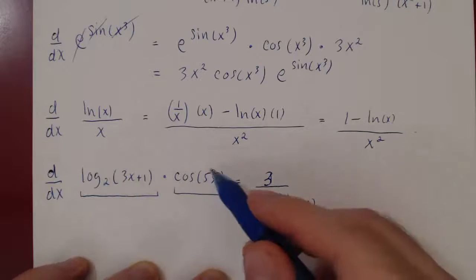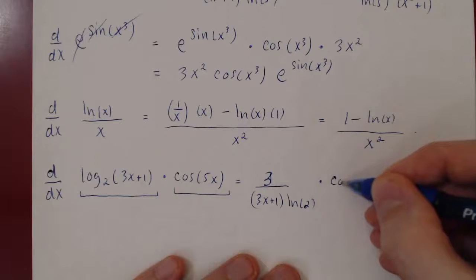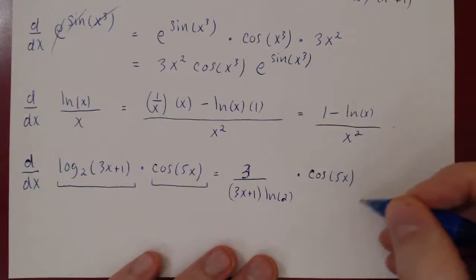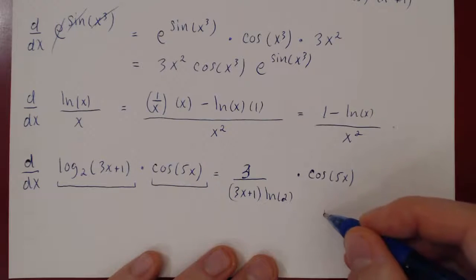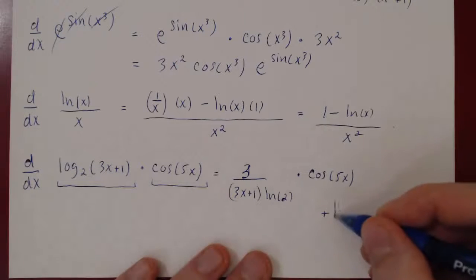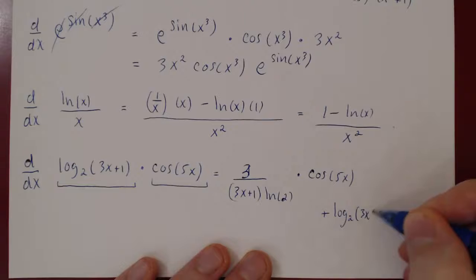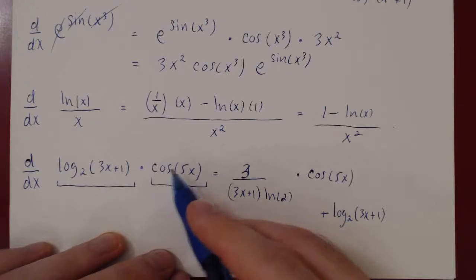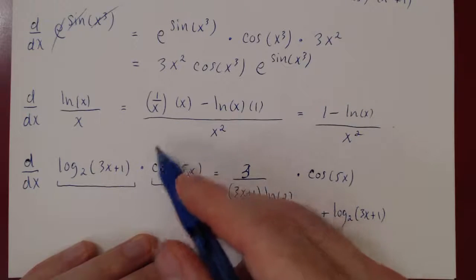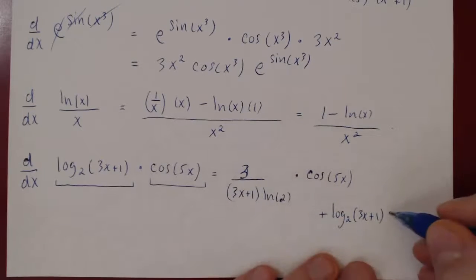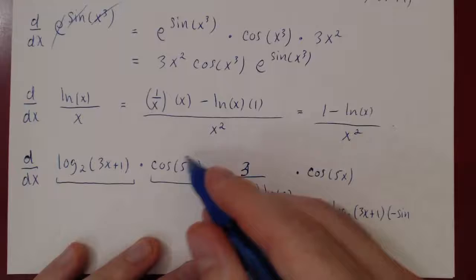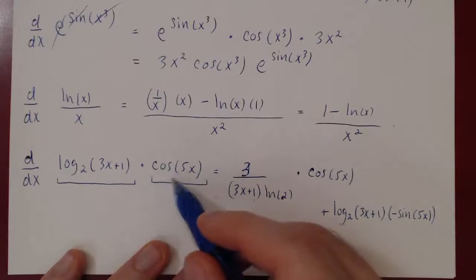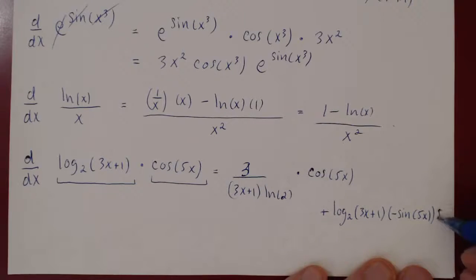So that's the derivative of log times the second function, so cosine of 5x. But that's only half of it, right? So plus, I'm running out of space here, so I'll just write the plus here. So plus the first function, log base 2 of 3x plus 1, times the derivative of, now the second function. Once again, we have a composition, cosine of 5x. We differentiate the outside function. The derivative of cos is negative sine, so times negative sine of 5x. But that's just the derivative of cosine times the derivative of the inside, which is 5. And there you have it.